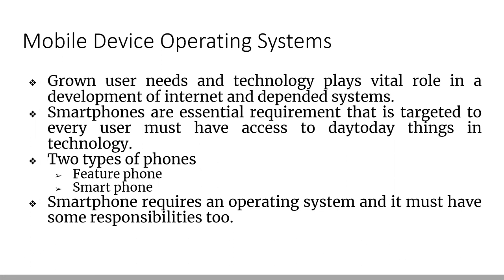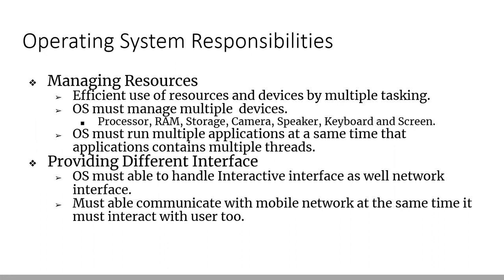There are two types of phones, feature phone and smartphone. Smartphone requires an operating system and it must have some responsibilities too. The responsibilities are managing the resources, efficient use of resources and devices by multitasking. OS must manage multiple devices like processor, RAM, storage, camera, speaker, keyboard, and screen. And OS must run multiple applications at the same time.